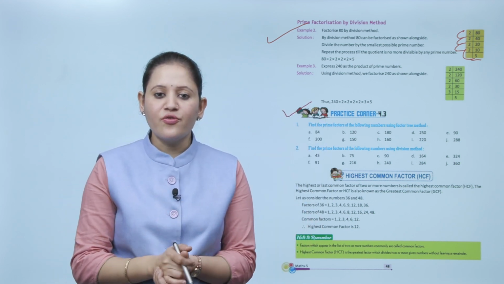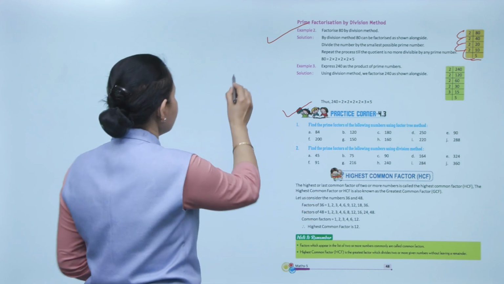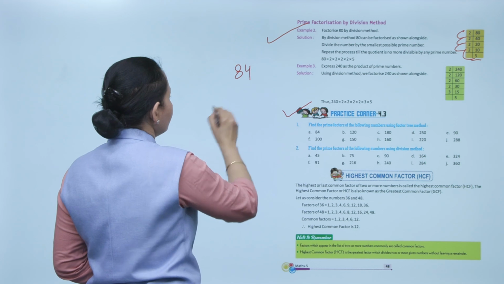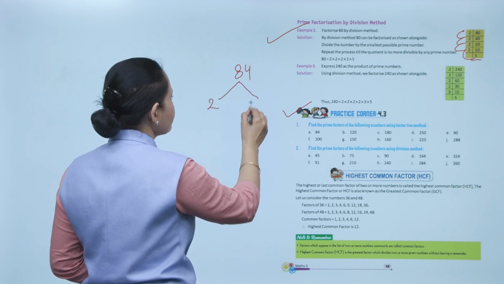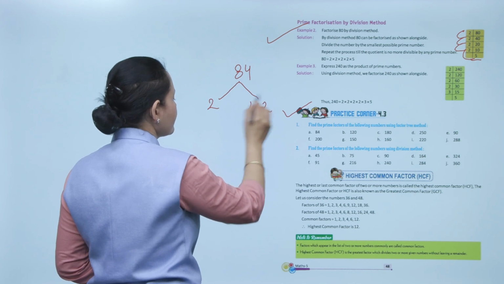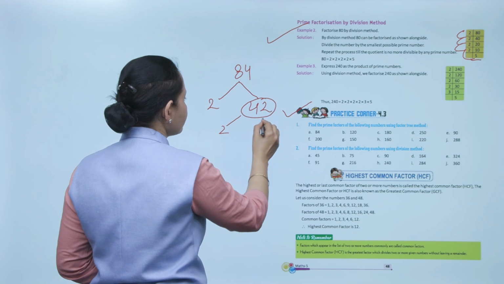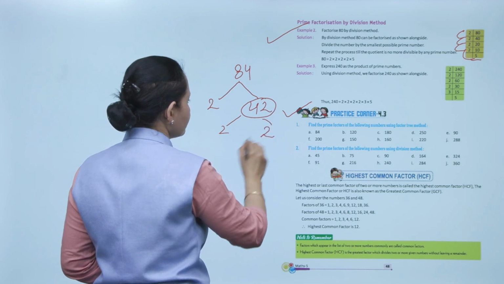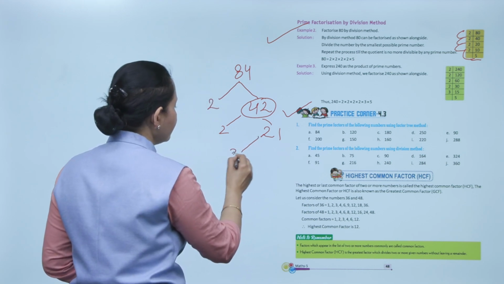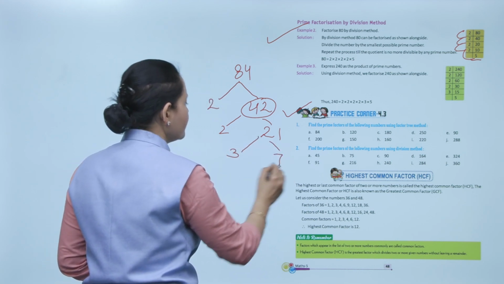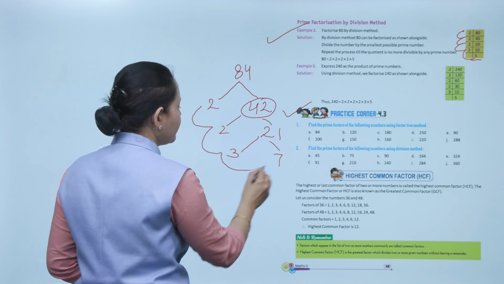Find the prime factorization of the following numbers using the factor tree method. So first number is 84. First divide by 2. Now it's a composite number, again we divide by 2. Now it cannot be divided by 2, so we divide by 3. We get 7. So the prime factorization of 84 is 2 multiplied by 2 multiplied by 3 multiplied by 7.